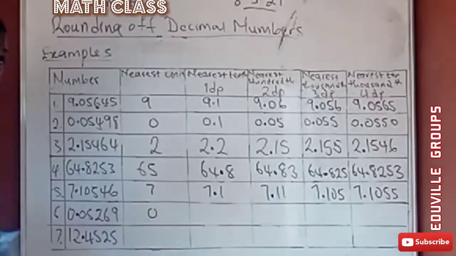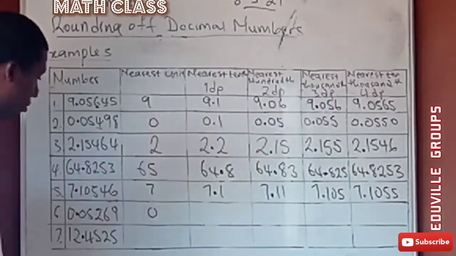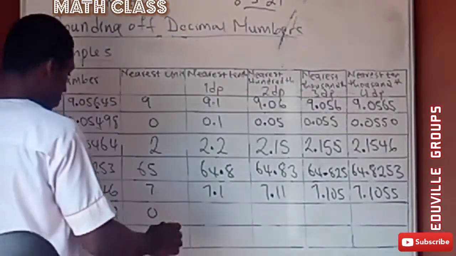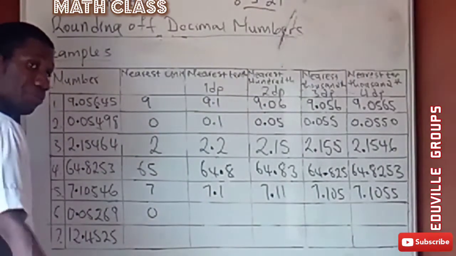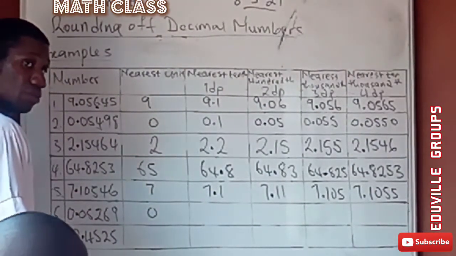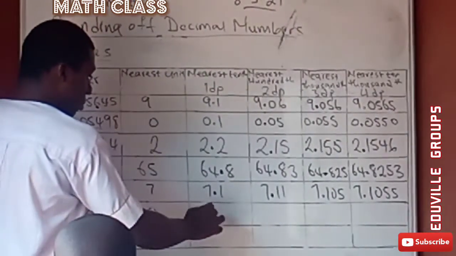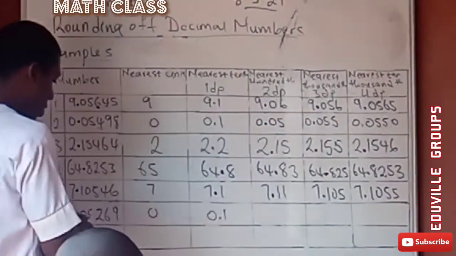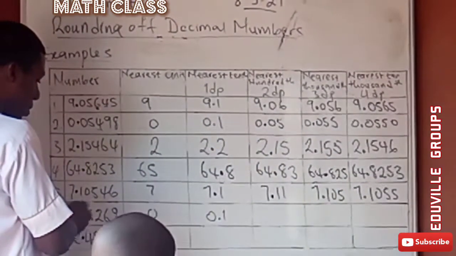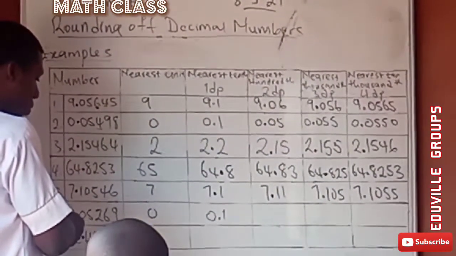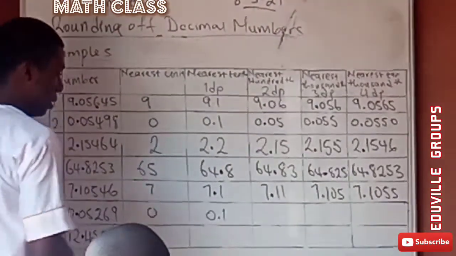Therefore, what is going to be our answer? 0.05. 0.1. Check well. 0.1. Because 0 is the rounding digit and 5 is up to 5. It's exactly 5. So we're adding 1 to 0, making it 1.